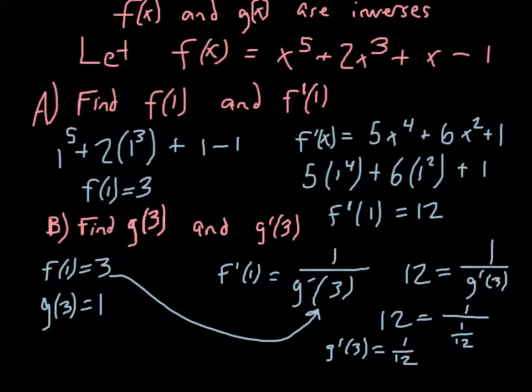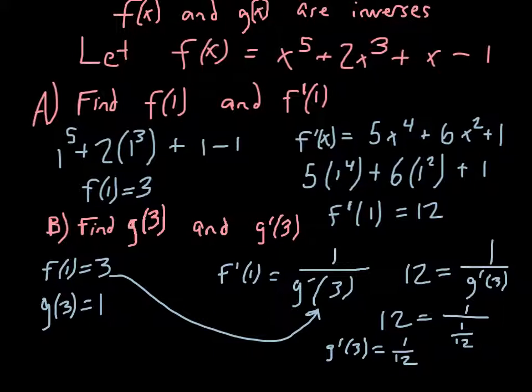So let's do a sample problem. Let's say that f of x and g of x are inverses, same as the last example that we just did. So we let f of x be equal to x to the 5th plus 2x to the 3rd plus x minus 1. The first part of the problem, part a: find f of 1 and f prime of 1. To find f of 1, we just plug in 1 for x, and you get 1 to the 5th plus 2 times 1 to the 3rd plus 1 minus 1, which comes out to be 3.